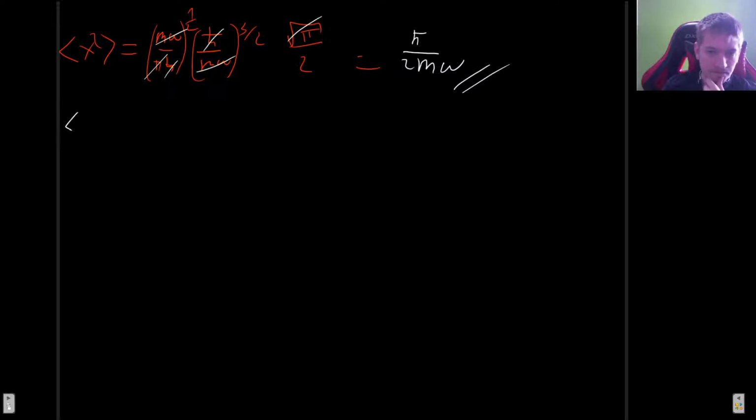Okay, so now we compute the expectation value of the momentum squared. So here we will have alpha squared, same as before, the integral from minus infinity to infinity.